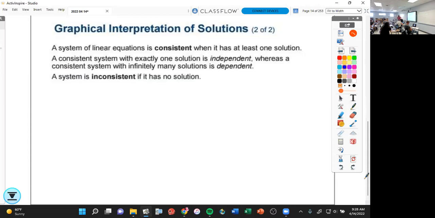What does independent mean? Forget math. What does independent mean? By itself. You do your own thing, right? So if I have two lines that are doing their own thing, they probably have different slopes. They're going to intersect. Okay, so consistent, independent, one solution. What does the word dependent mean? You rely on someone. Okay, so a dependent system, the lines rely on each other. So it's the same line. The lines lie on top of each other. Okay, questions about those definitions?